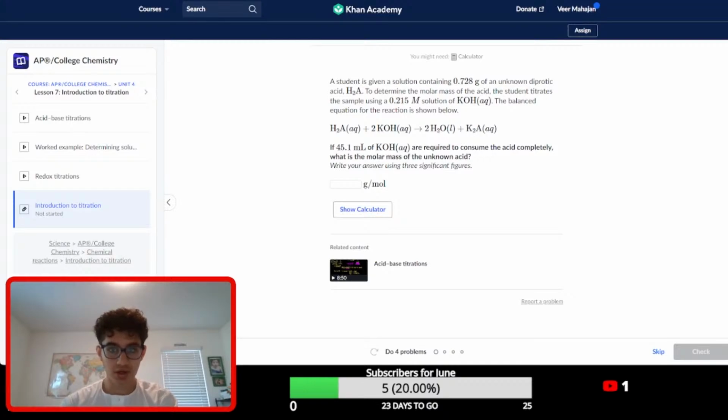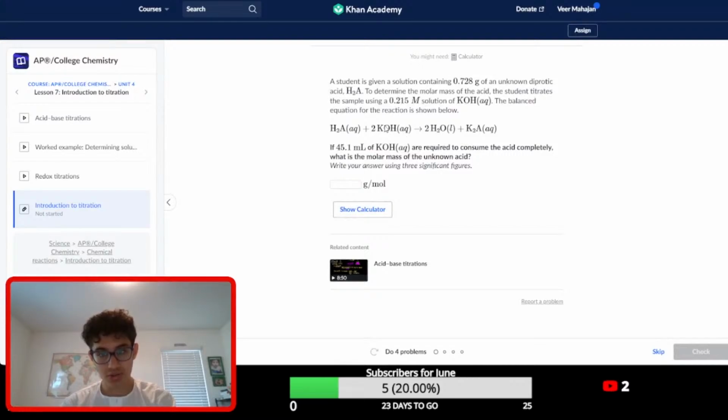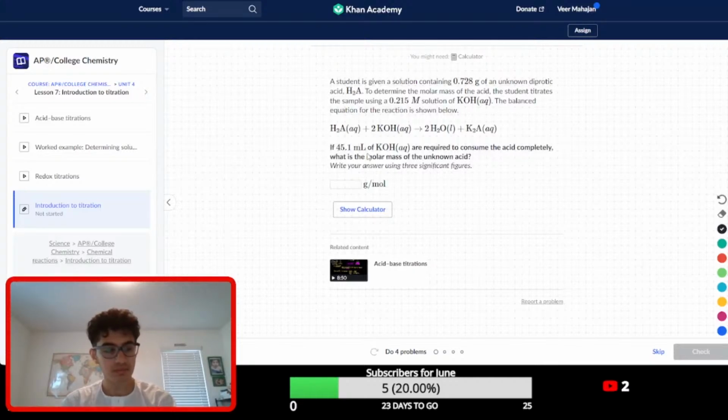Okay, now we need to figure out the molar mass of this acid. If 45 milliliters of KOH are required to consume the acid completely, what's the molar mass? So first of all, how many moles are there of KOH? Divide that by 2 to get the moles of H2A. And once you have the number of moles and you know the mass, you divide the mass by the moles to get the molar mass.